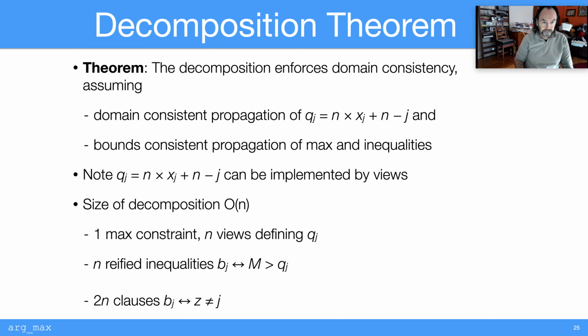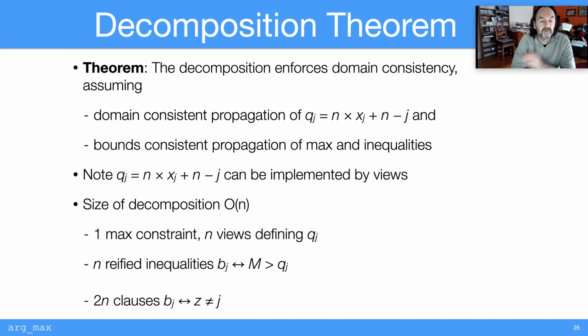So we can show that this enforces domain consistency under the assumption that we have domain consistent propagation of these qj equals n times xj plus n minus j constraints, and just bounds consistent propagation of the max and the inequalities, which is basically the propagation that we use for those things anyway. And note that this qj constraint is really a binary constraint, and it can be implemented by view. So we can introduce these qj variables essentially with no cost to the solver. And that makes this decomposition quite attractive.